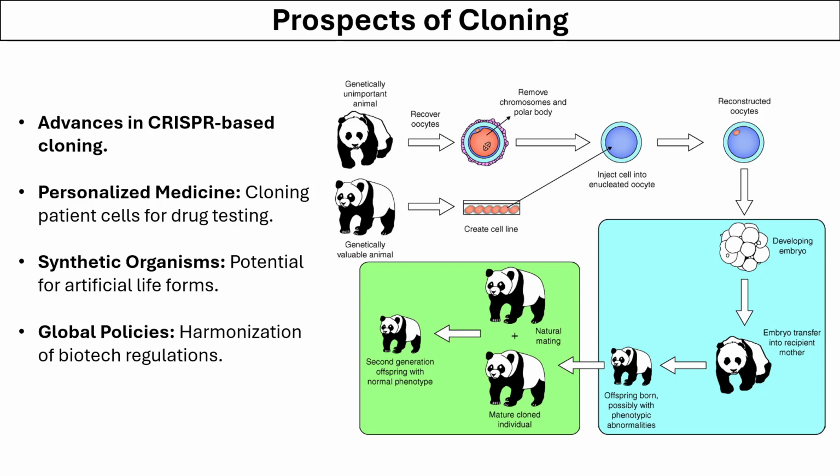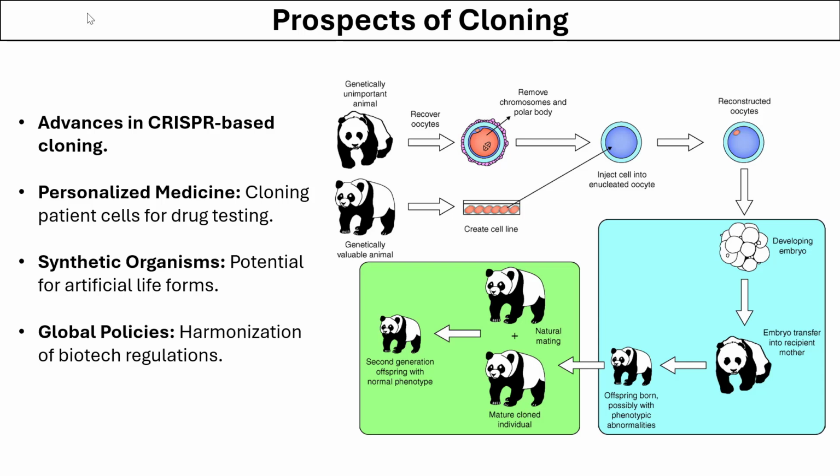It can have several applications which can be advantageous for our society. For example, advancement in the field of CRISPR-based cloning has helped us deal with diseases, especially genetic diseases. And it has also helped in creating personalized medicine, when we are able to clone a patient's cells and then test drugs and find out which drugs are actually effective, and then you don't have to give all those drugs to the patient because the drugs can have side effects.